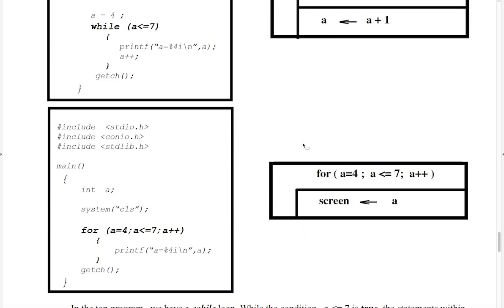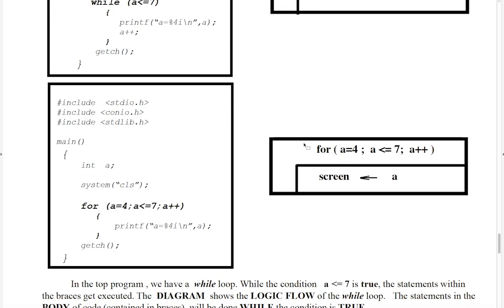Now if we look at a for statement, any for statement can be rewritten into a while, but not all while statements can be rewritten into a for. So we take a look again at the brackets. That's the corner of the box for a equals 4, a less than or equal to 7, a plus plus. It's going to do what's in here.